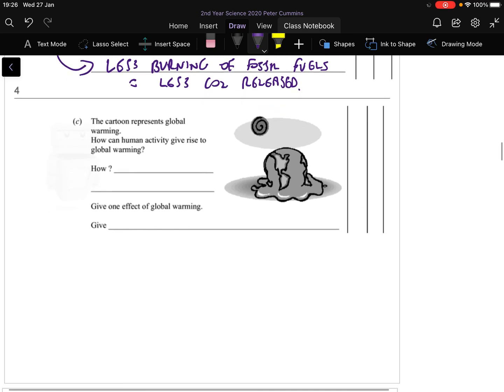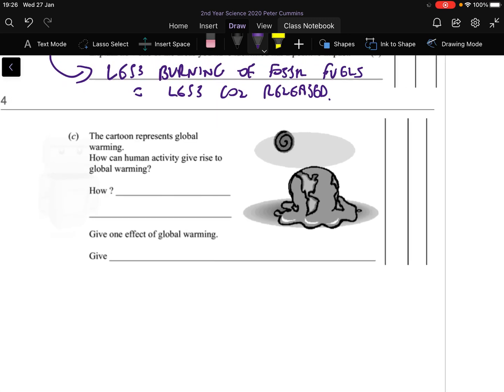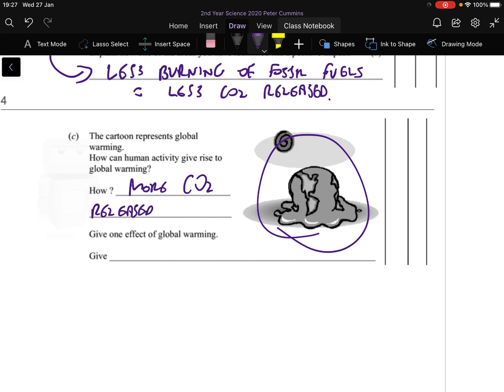Okay. Right, onwards. This is another one, and these are all just random ones taken from different years off exam papers in Junior Cert. So this is global warming. You have a picture here of the planet melting, essentially. How can human activity give rise to global warming? So basically, same thing, we're going to start repeating ourselves. More CO2 released into the atmosphere.